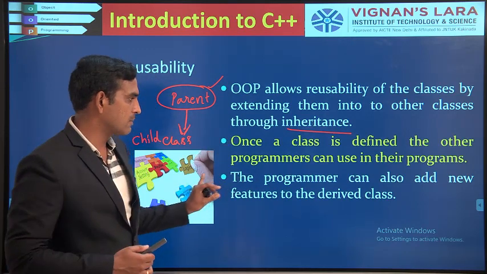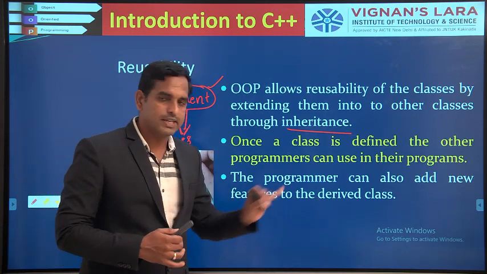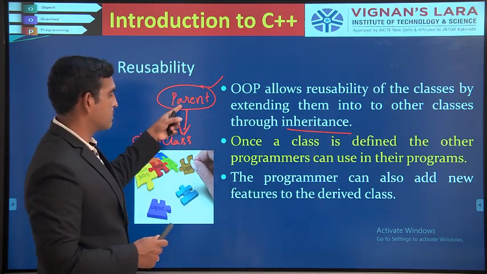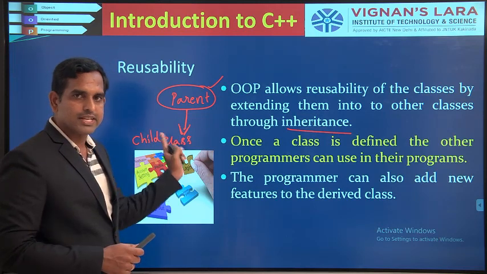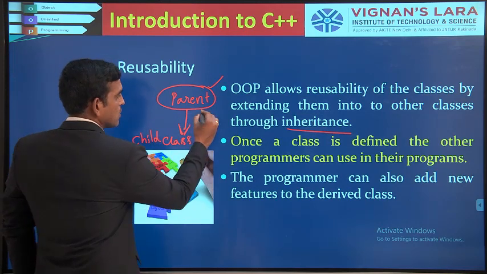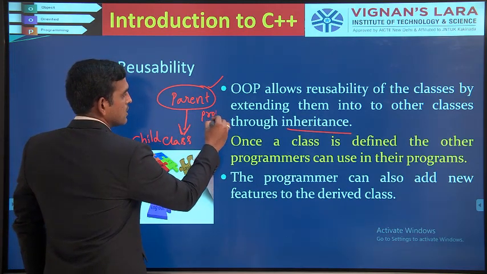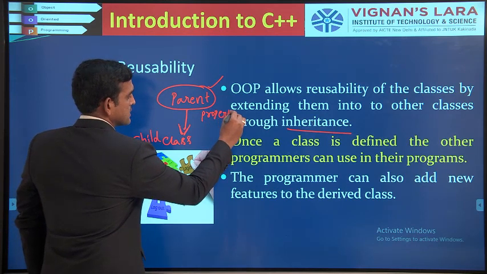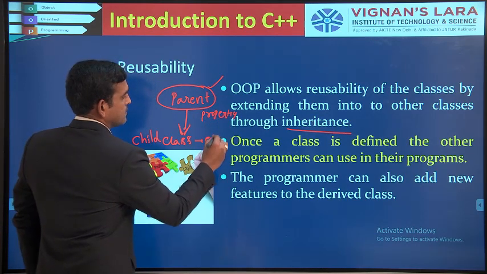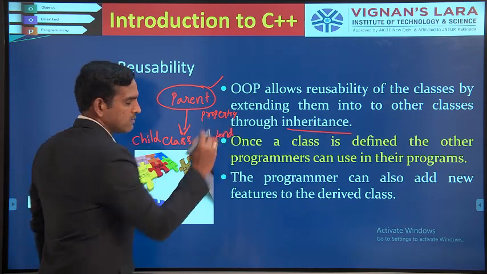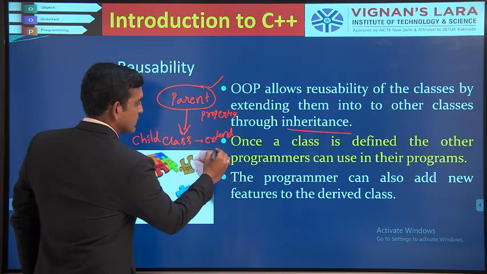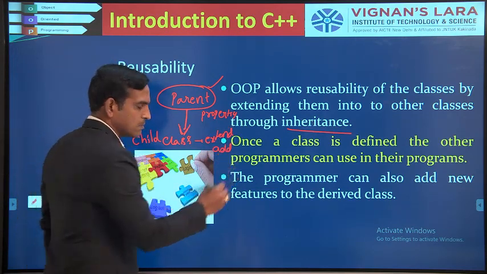Next, the programmer can also add new features to the derived class. So this is your parent class, and this will be the child or derived class. The parent class will have its own properties. These properties can be extended by your child class. Apart from this extension, it can add new properties, its own particular properties.